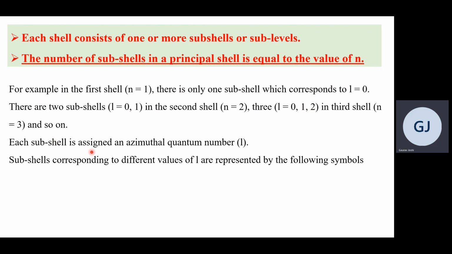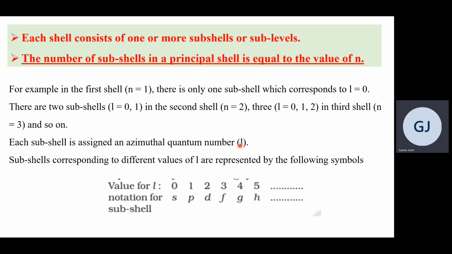So basically each subcell is assigned an azimuthal quantum number L. This is very simple. I'll be giving some examples later. For the subcell notation, L equals 0 denotes the S subcell, and L ranges from 0 to n minus 1. Then 1 will denote the P subcell, 2 will denote the D subcell, 3 will denote the F subcell, 4 will denote the G subcell, and 5 will denote the H subcell, and so on. This is the general thing you have to remember.